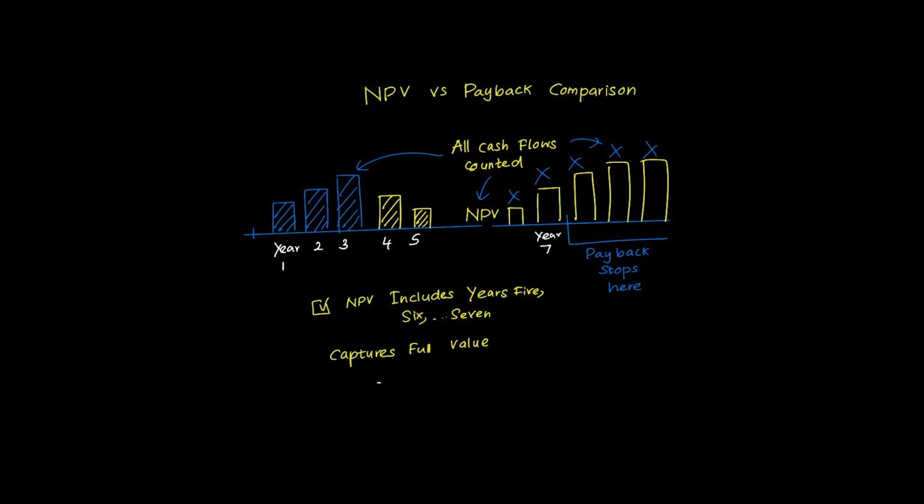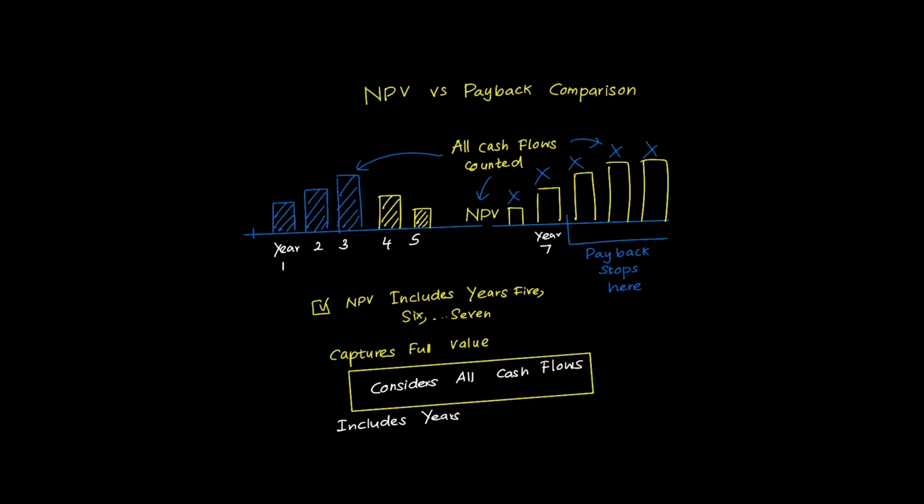Net present value isn't simpler than payback. It actually requires more complex discounting calculations. It doesn't require less data. It needs all cash flows, while payback only needs flows until recovery. And net present value doesn't ignore risk. It incorporates risk through the discount rate. The key advantage here is that net present value considers all cash flows, making it superior for projects with strong late period returns.